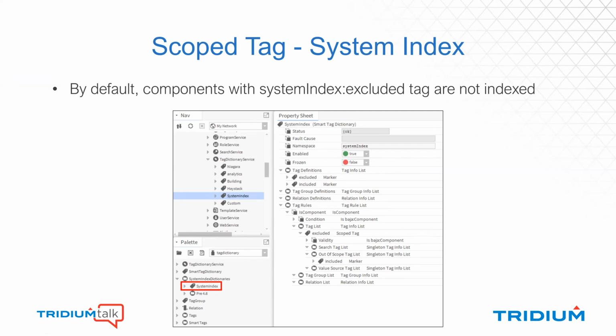So if you want to exclude a certain section of your component tree, you can apply the excluded marker tag to the top of that part of the tree, and then the excluded tag will be implied on all of its descendants, and the system index will ignore those components when indexing. If you want to include a subtree of the tree you're excluding, you can put the included marker tag on that. Because that's the out of scope tag, then that part of the tree will not get the excluded scope tag.